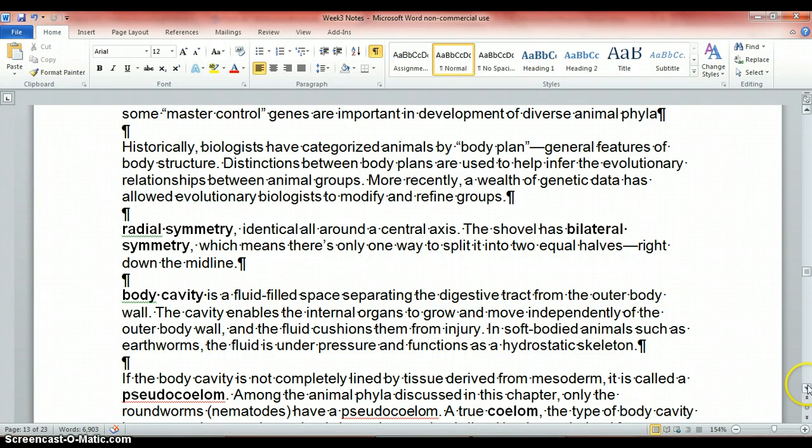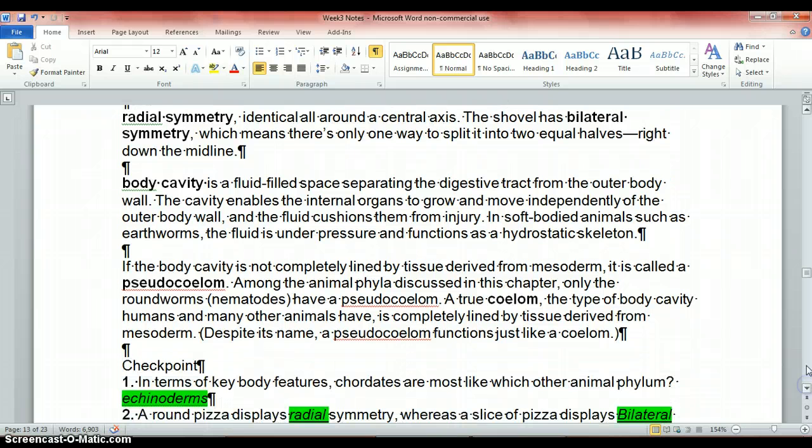What is a body cavity? A body cavity is a fluid-filled space separating the digestive tract from the outer body wall. The cavity enables the internal organs to grow and move independently of the outer body wall. The fluid cushions them from injury. In soft-bodied animals such as earthworms, the fluid is under pressure and functions as a hydrostatic skeleton.